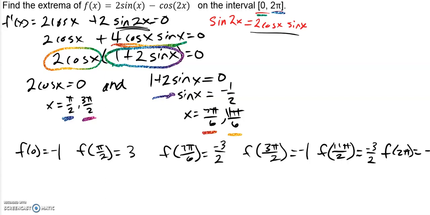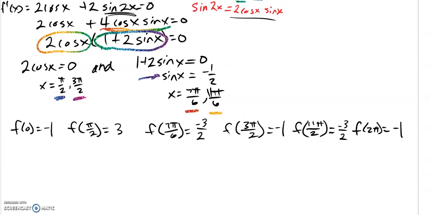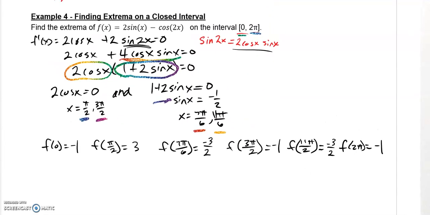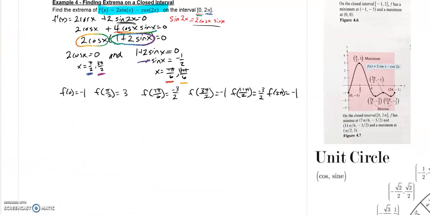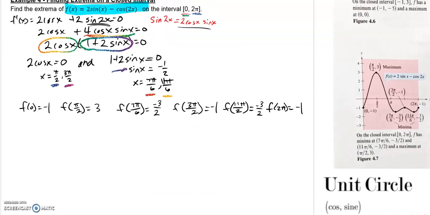So these do require a little bit of work, because there's 6 of them, there's so many. And remember, you're plugging these back into the original, so back in up here, to find what your y values are. Having the unit circle with you will make it a lot easier. So when we look at these, we can easily identify our maximum value is at pi over 2, 3. That is our max.